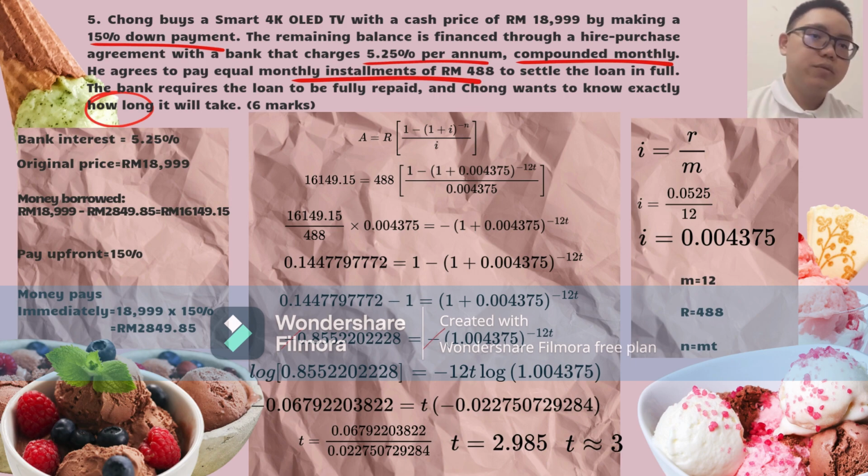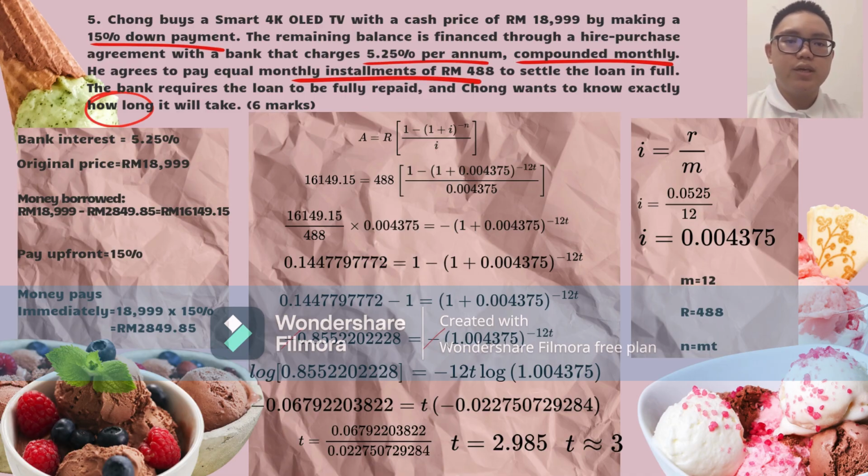So first, we will take the information out of the question. The original price of the TV is 18,999 ringgit, and the down payment is 2,849.85 ringgit. So the money he loans from the bank is 16,149.15 ringgit. The i is equal to 0.004375, and the m is equal to 12. The monthly installment is 488 ringgit, and n is equal to 12t.